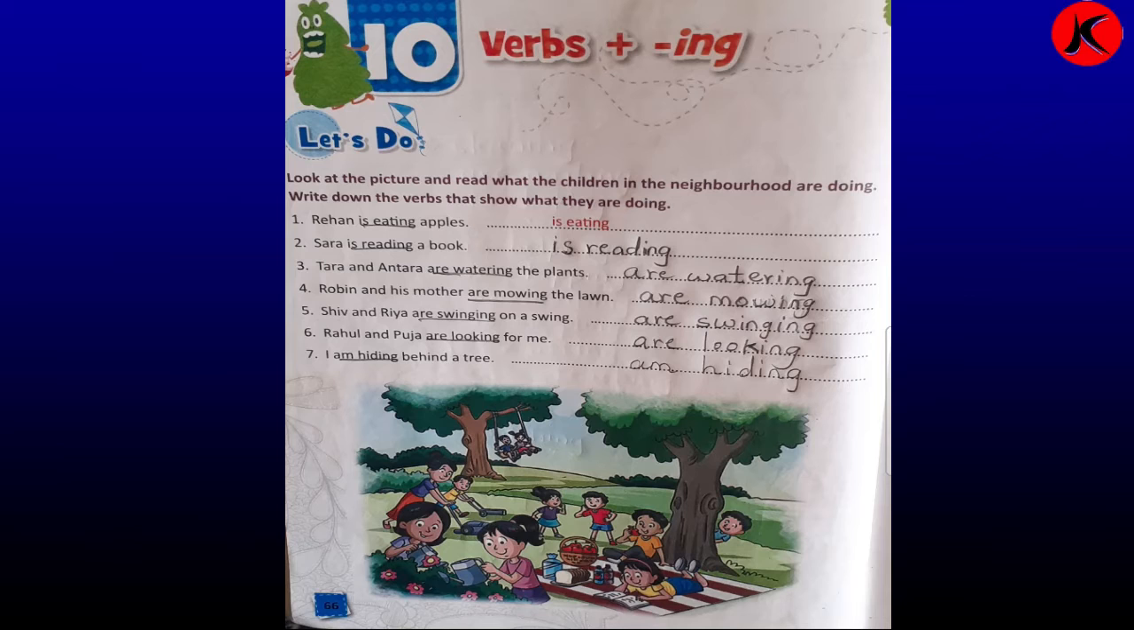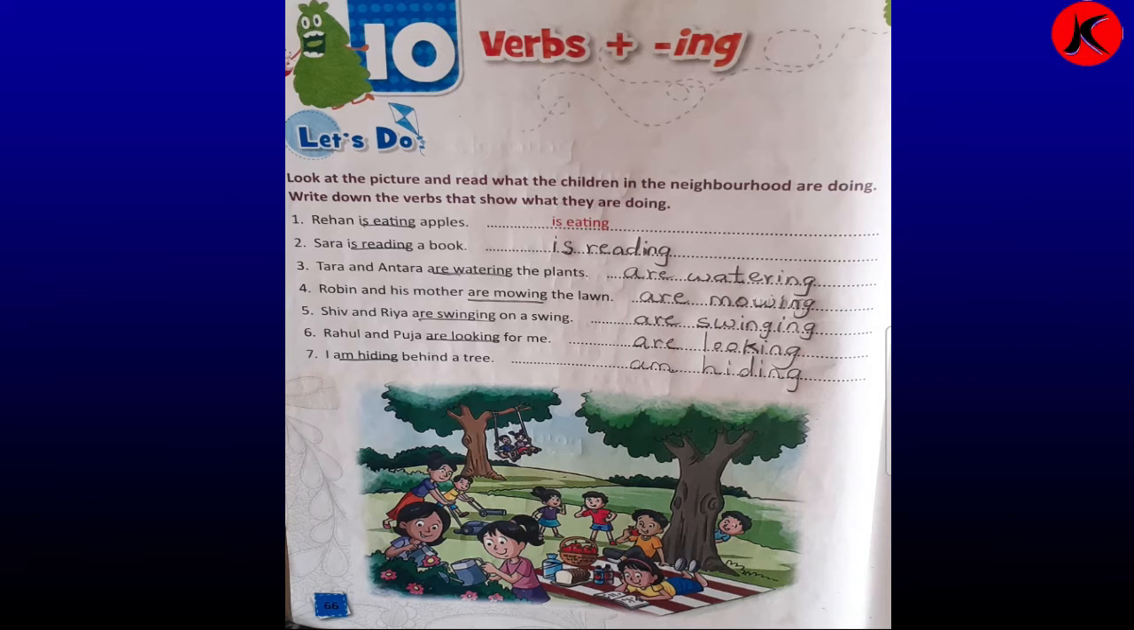Last, number 7, I am hiding behind a tree. Here the boy is talking about himself, a single person. So "am hiding." Underline "am" and then write here "am hiding."